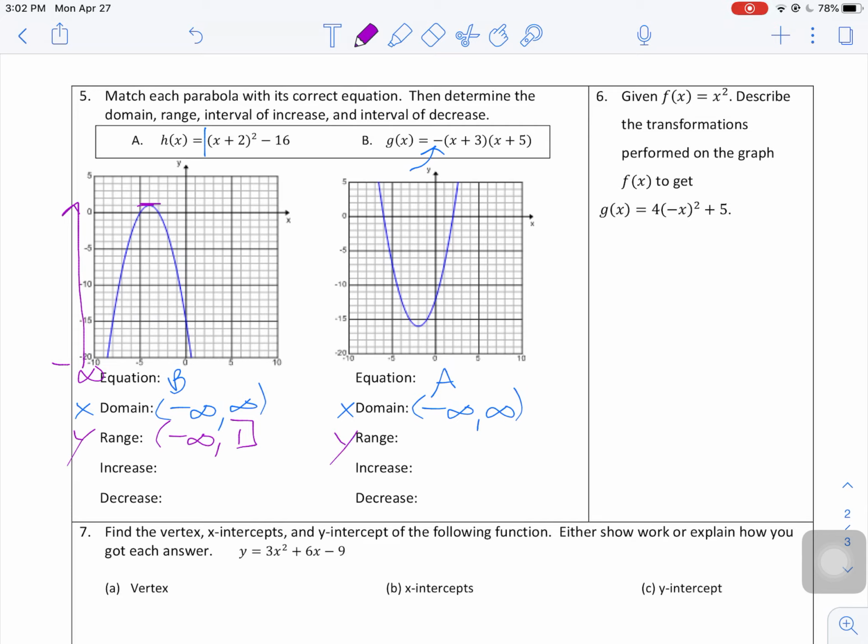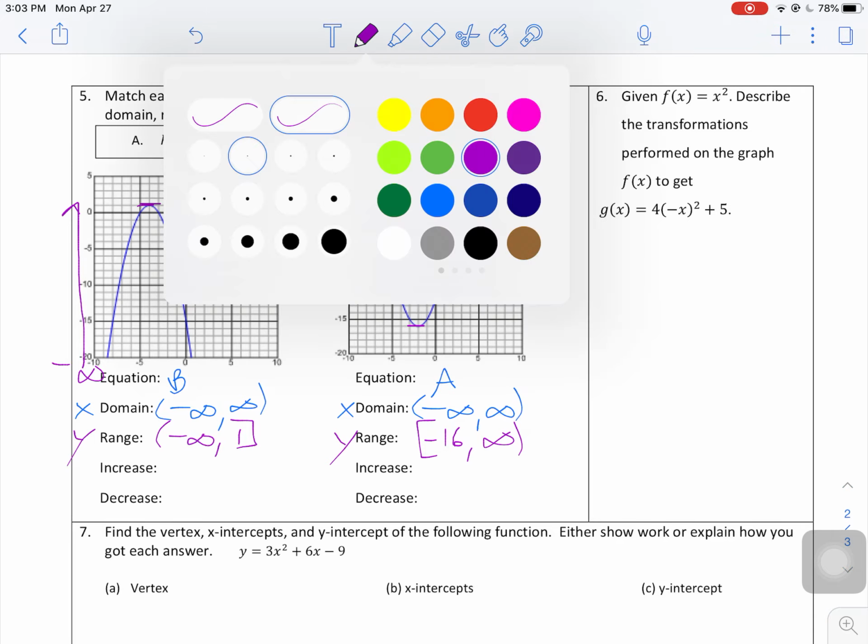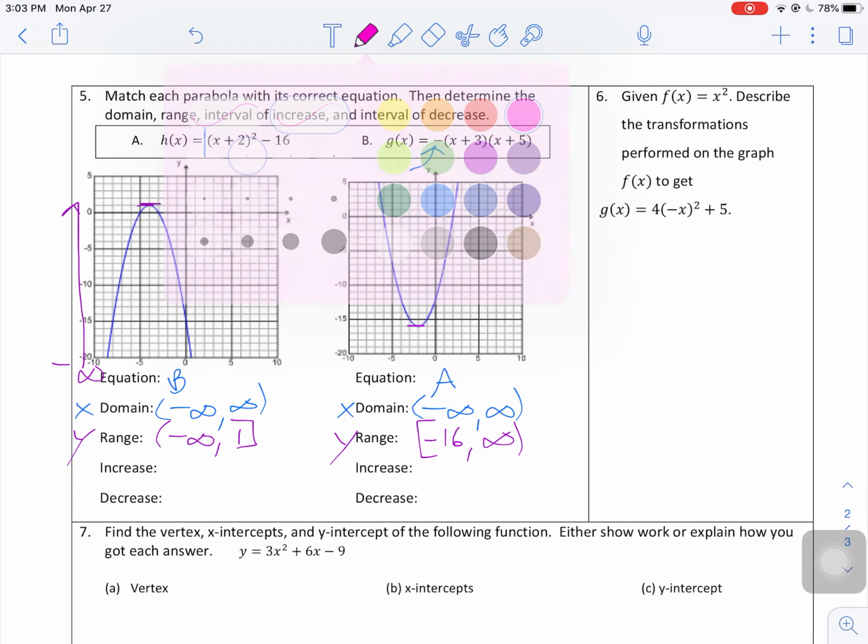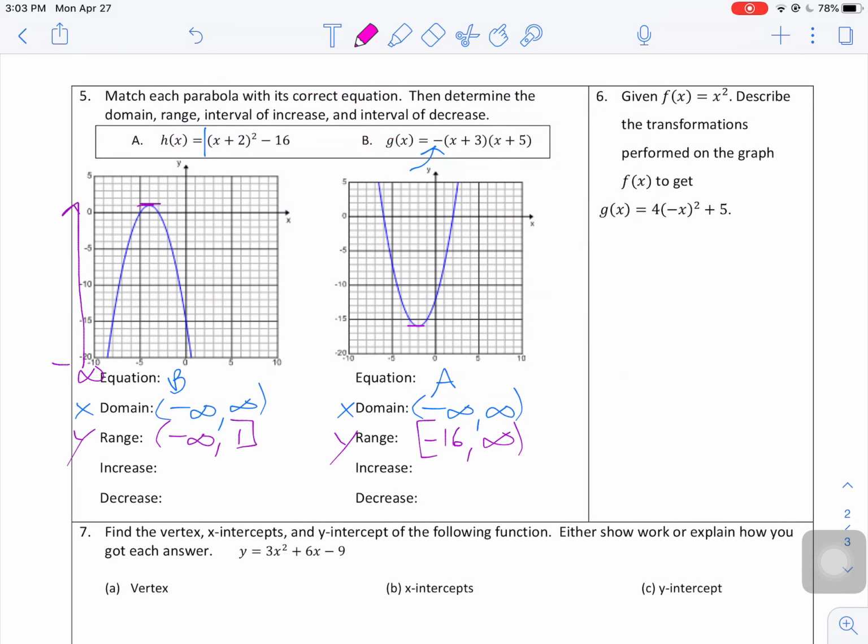Range for the second graph, my lowest y value is right down here at the bottom. So that's -16. And then I keep going up forever and ever and ever. So -16 comma infinity. For interval of increase and decrease, it's usually very helpful to jot down some infinity signs on your graph. And it also is usually very helpful to jot down the x coordinate of your vertex, because that's where your graph changes if it's going up or if it's going down.